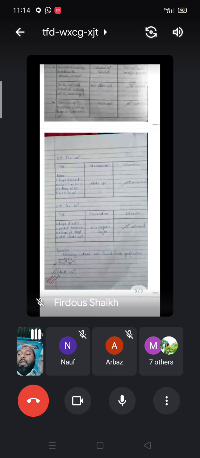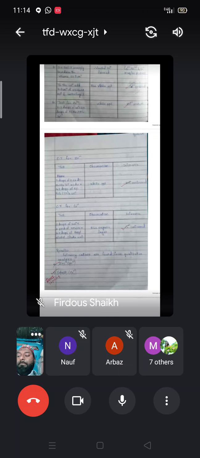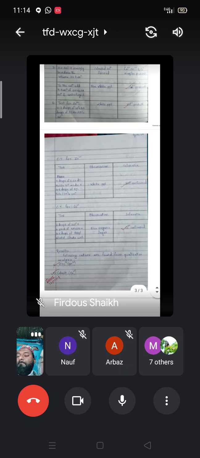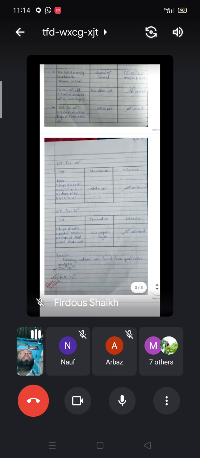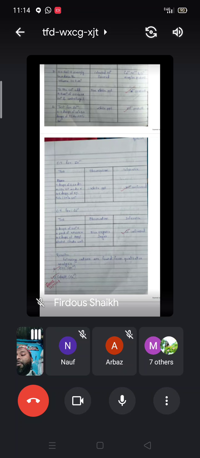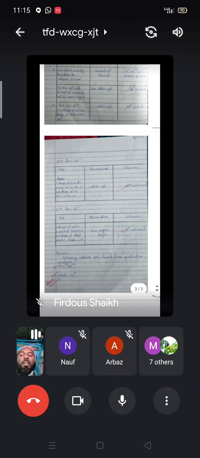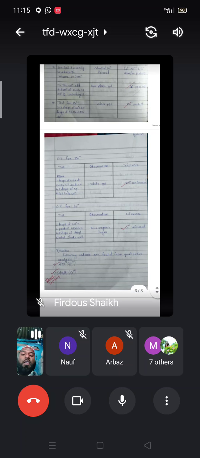Then the confirmatory test for cobalt 2+. Take 2 drops of the solution plus a pinch of ammonium thiocyanate, NH4SCN, and 4 to 5 drops of amyl alcohol. We have to shake it well. If a blue colored organic layer is observed, then cobalt is confirmed.